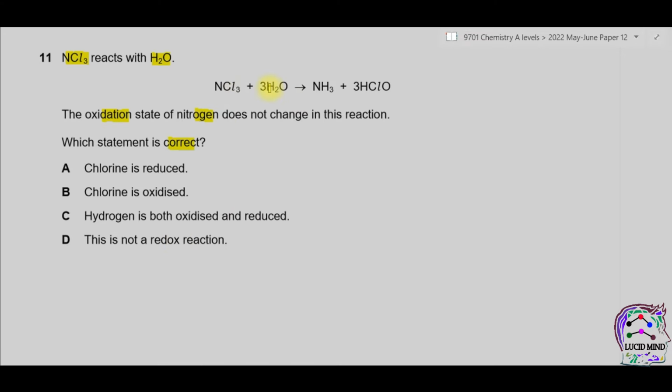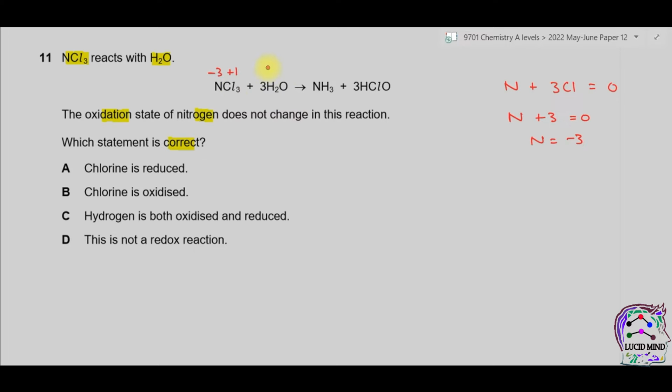Let's find out the oxidation states of each element. For the first one, we have nitrogen and 3 chlorine. Nitrogen is more electronegative than chlorine, so nitrogen will be negative and chlorine will be positive. So nitrogen is -3, 1 chlorine atom will be +1, and overall 3 chlorine will be +3, so it is balanced.